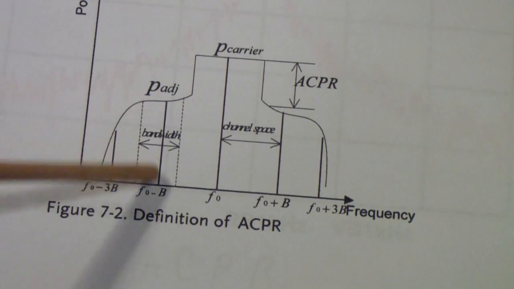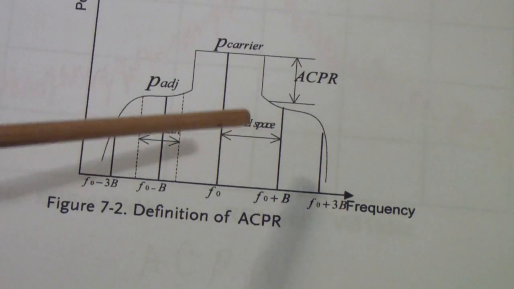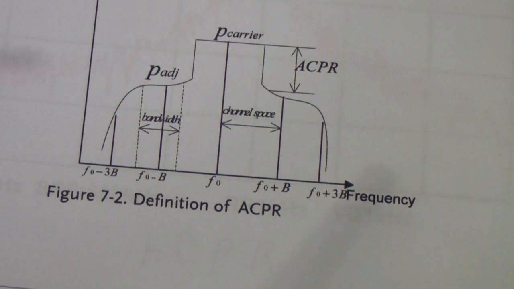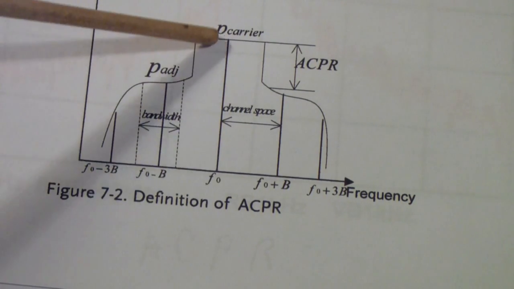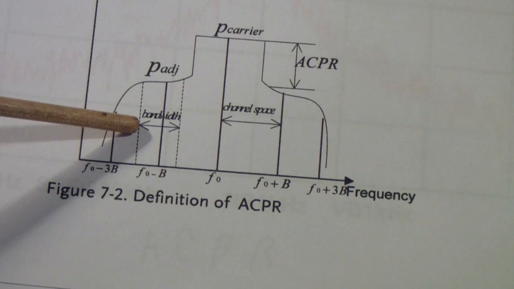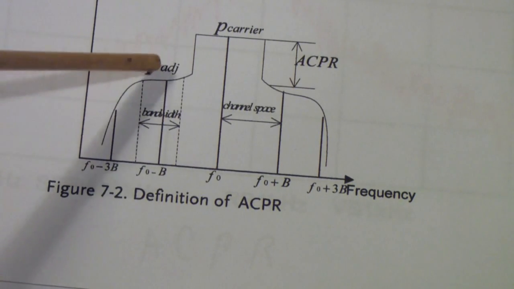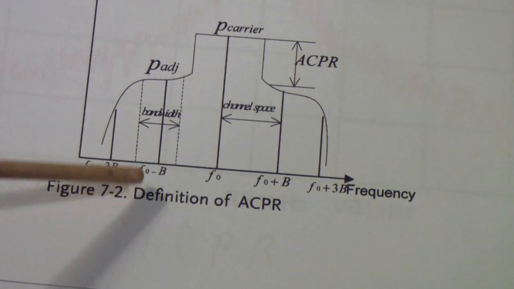This is an adjacent channel. And take, for example, a cell phone system. You would like to put all your power in your channel and none in the adjacent channel, but of course some will leak out, and you're interested in the ratio. How much is leaking out?